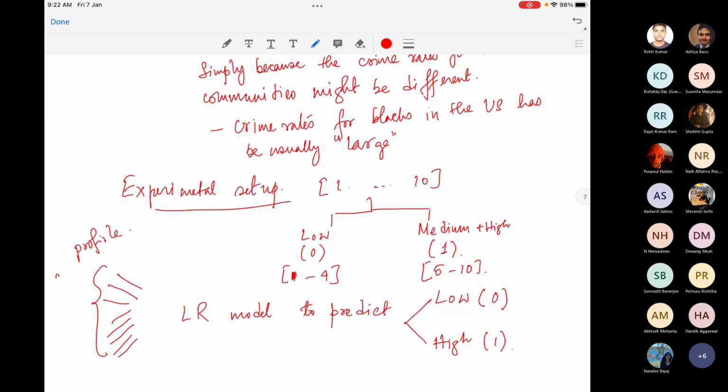Which would include age, race, gender, criminal records, or criminality, say the number of criminal records and so on and so forth. Okay, so these were some of the features that were used for the LR model.